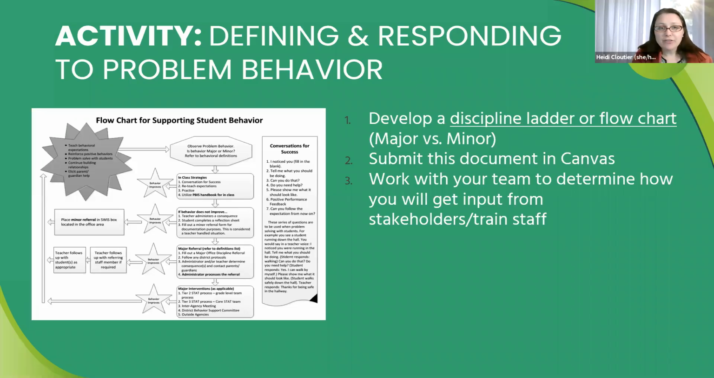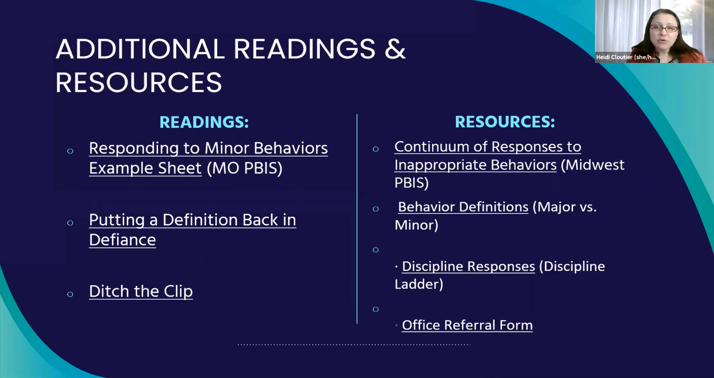Your activity for this month is to develop a discipline ladder or flow chart organized by majors and minors and submit this document to Canvas. Make sure you work with your team to determine how you'll get input from other stakeholders and trained staff. If you would like to know more about this topic, please explore these additional resources.